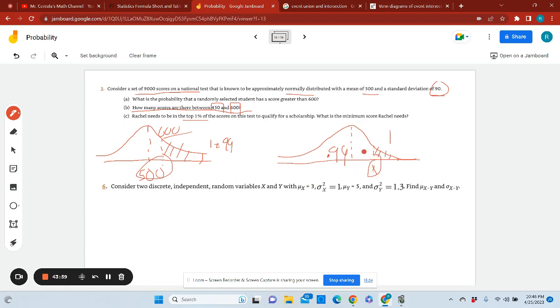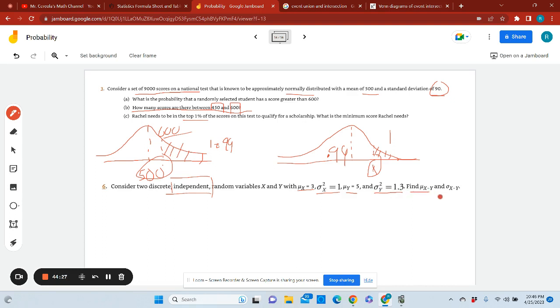All right, so let's finish with this last guy. It says consider two discrete independent, so that's important, random variables x and y. The mean of x is 3. The variance of x is 1, right? They give you the squared, so you know it's variance, not standard deviation. They give us the mean of y is 5. The standard deviation of y is 1.3.